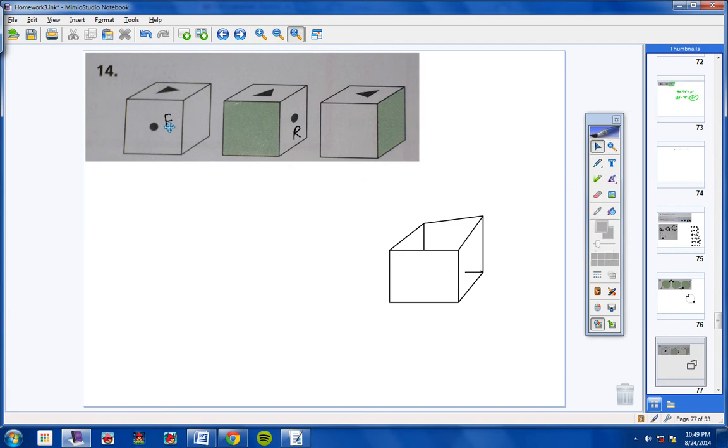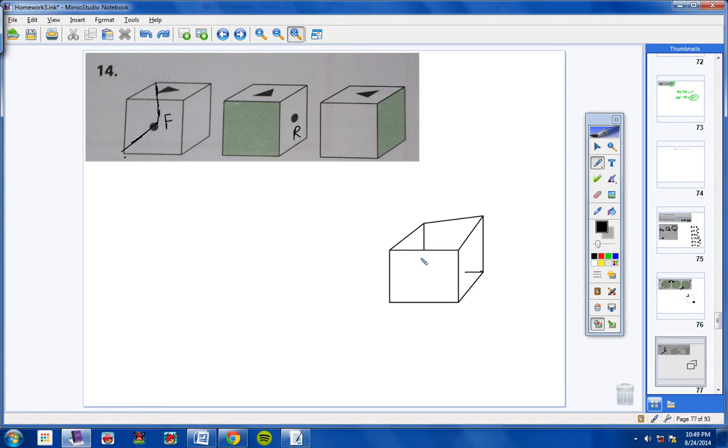So the dot was on the front, and then the dot was on the right, dot's on the back, so now the dot's over here, so we can't see it. The green was on the left side, so if you look right here, the green was over here on the left side, and then it rotated and it was on the front, and then the right, so the green is back here, so you really can't see anything.